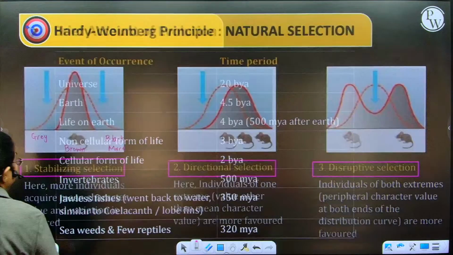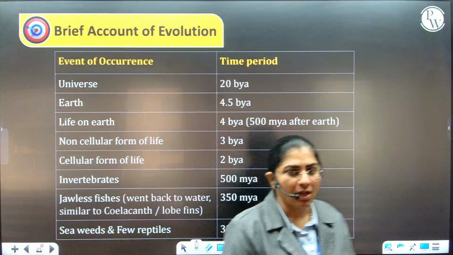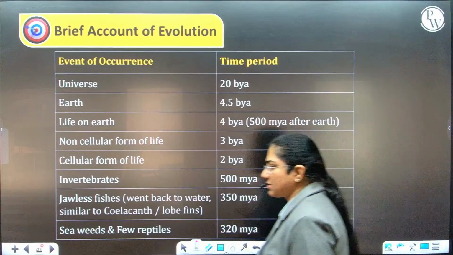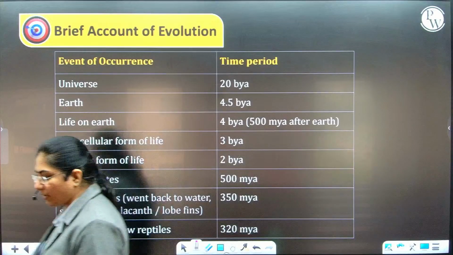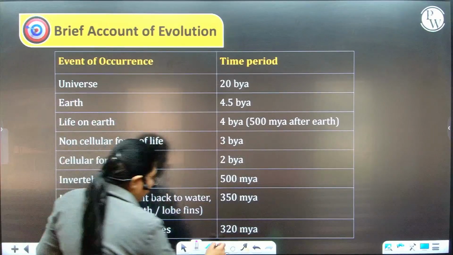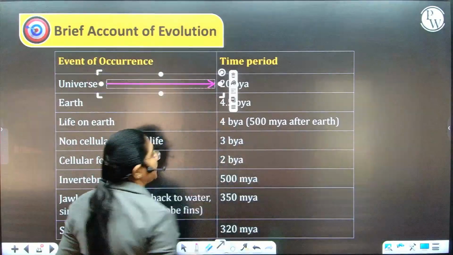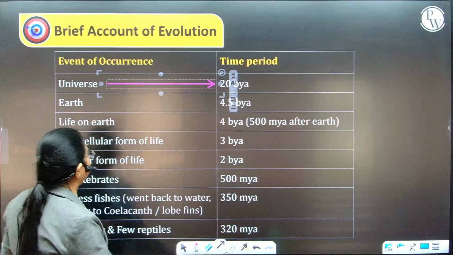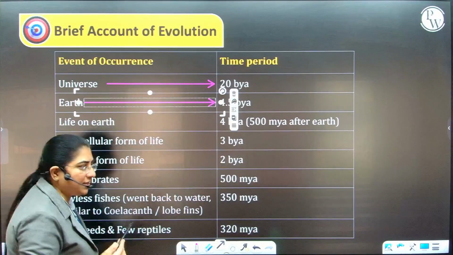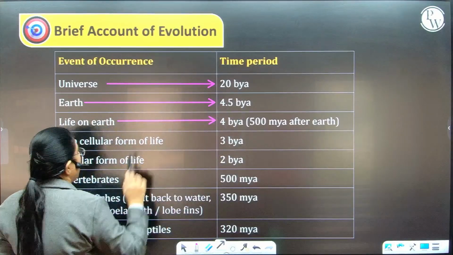Moving ahead to a brief account of evolution. When we are talking about the brief account of evolution, I have summarized it as a small table. When did the universe come into existence? We just studied that the universe came into existence approximately 20 billion years ago. We studied that in the beginning of the topic. Earth came into existence approximately 4.5 billion years ago. Life on Earth was 4 billion years ago.